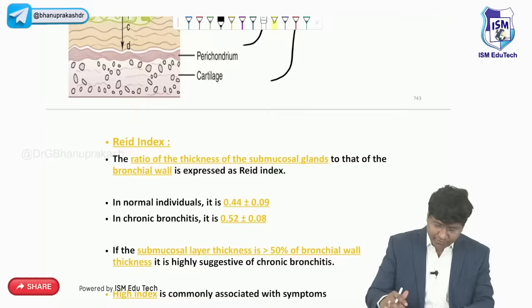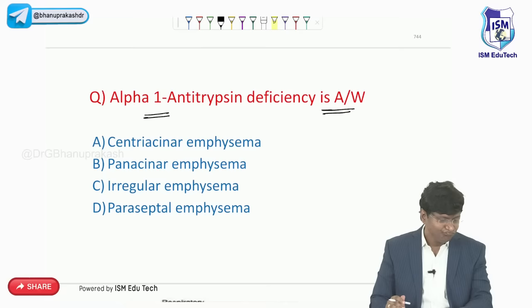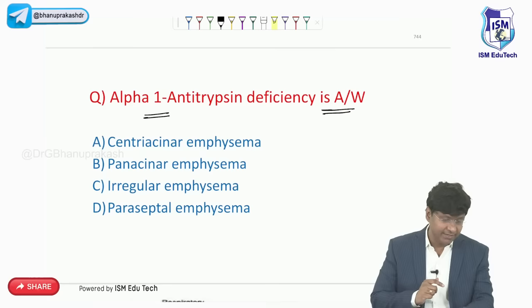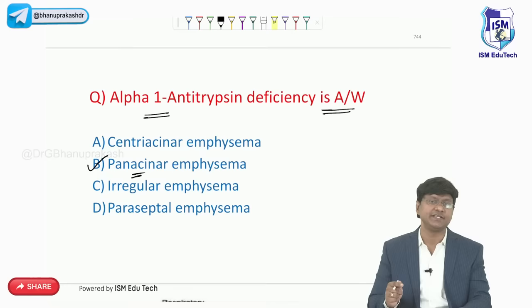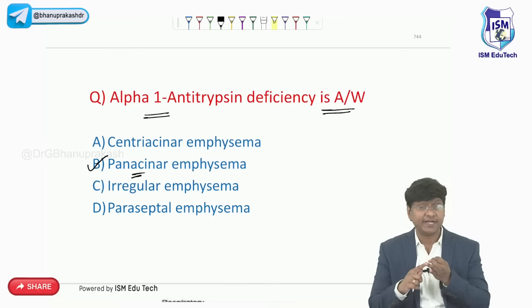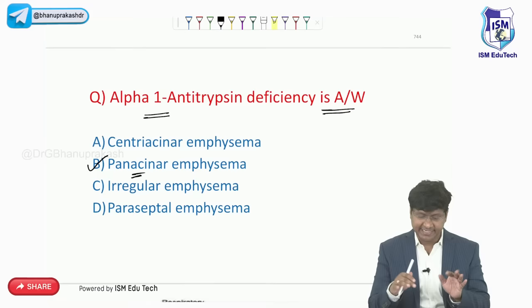Then if you take emphysema, alpha-1 antitrypsin deficiency is associated with pan-acinar emphysema. Not centriacinar. Pan-acinar means what? The entire acinus is affected. That means your alveolar ducts, respiratory bronchioles, alveolar sacs, and even alveoli, everything is abnormally dilated. That is pan-acinar. You will see that in case of alpha-1 antitrypsin deficiency.